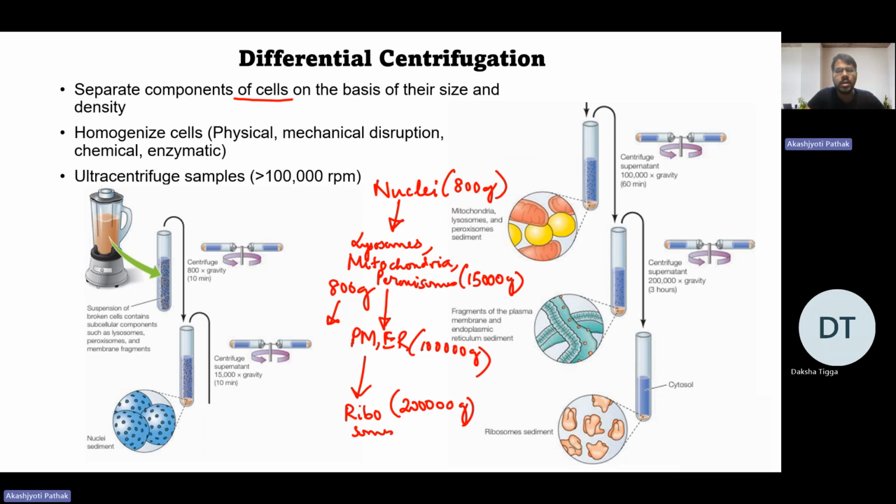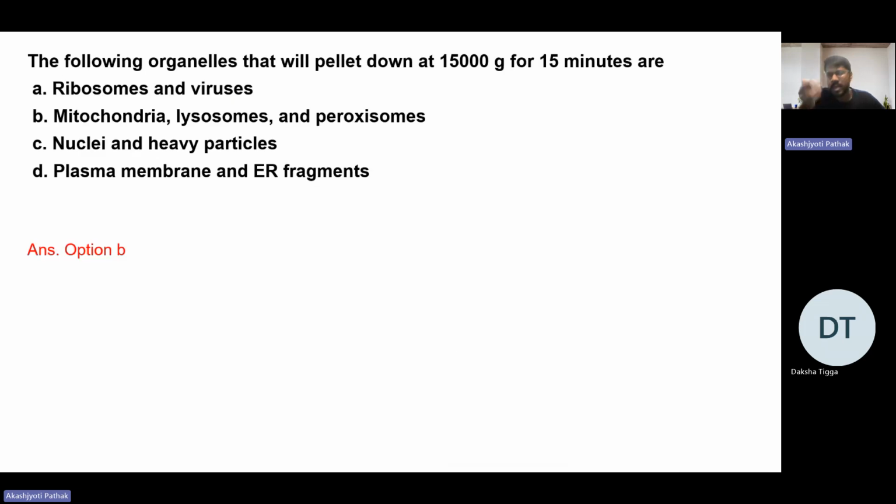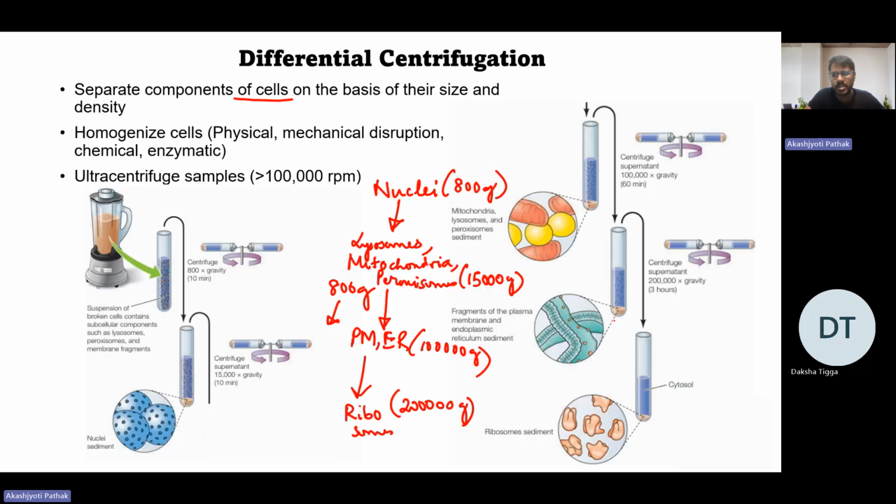So remember the order. Now answer this question. Which organelle will pellet down at 15,000 G for 15 minutes? Just now we discussed that at 800 G, nuclei get pelleted down. Then at 15,000 G, what gets sedimented? It is your mitochondria, peroxisome, and lysosome. So the answer is option B. So remember: 800 G, followed by 15,000 G, then 100,000 G, and then 200,000 G.